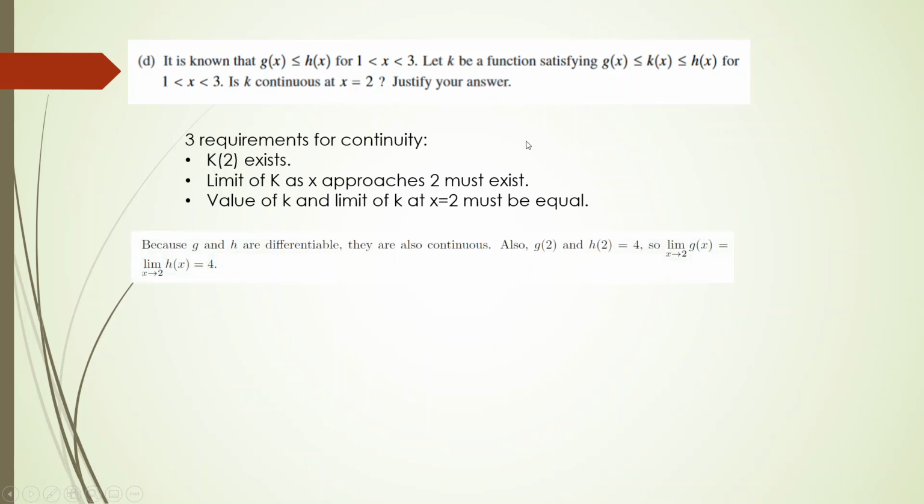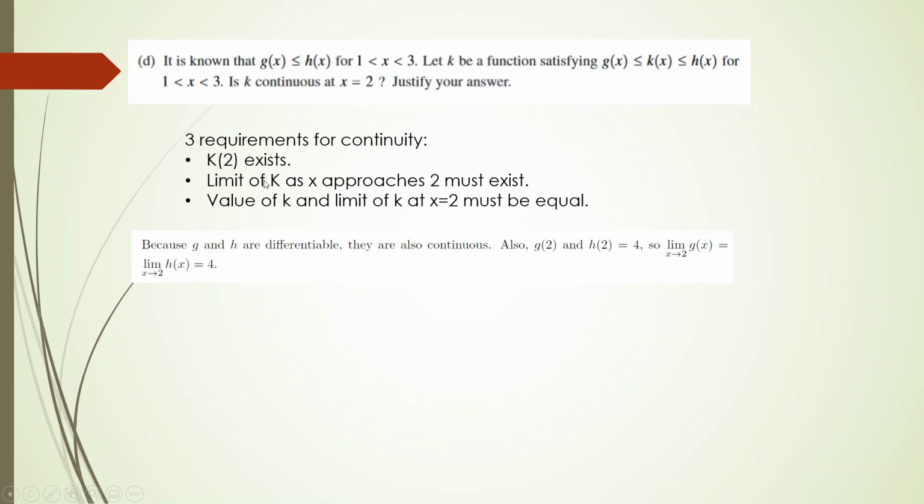Okay, so let's start off talking about g and h. They told us in the original prompt that g and h were differentiable, and I told you that means that they are also continuous. So I know I've got two continuous functions, which means that for g and h, all three of these things have to be true. They told us that g of 2 and h of 2 were 4, so that means that g of 2 and h of 2 exists.